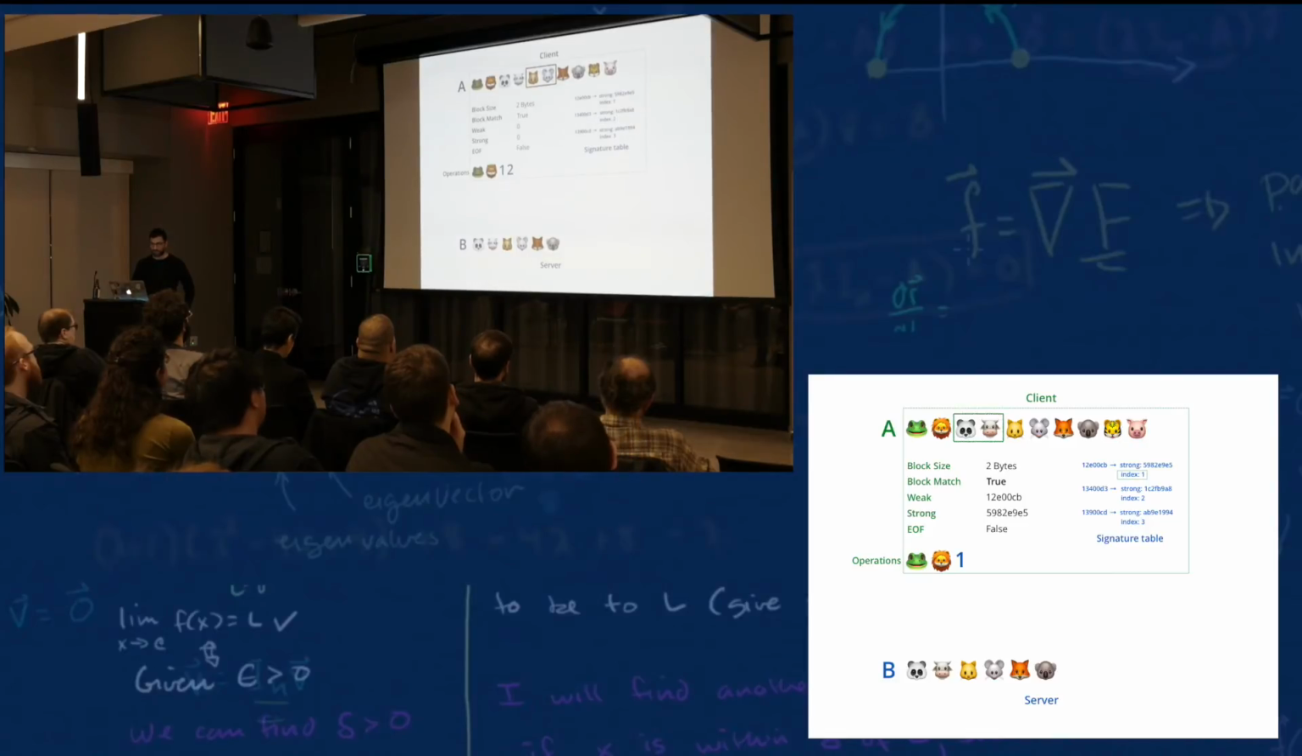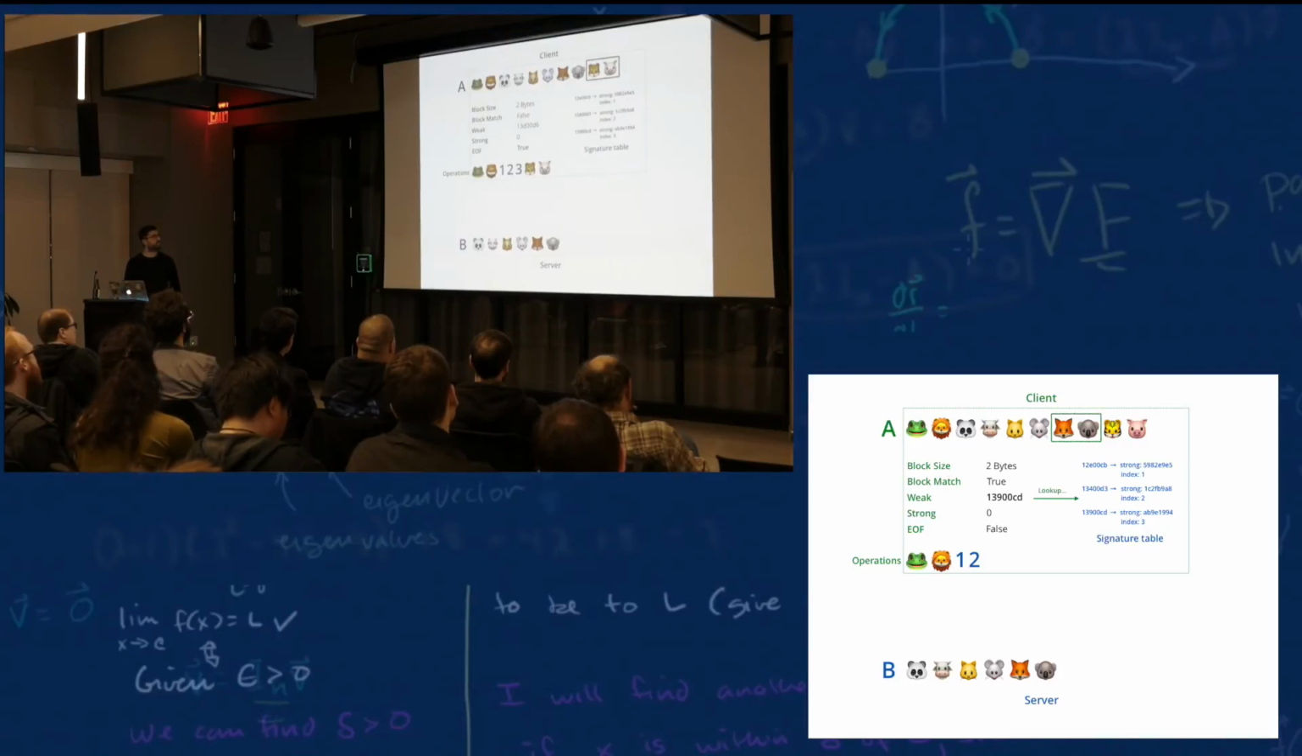And it keeps going with the fox and koala. It's also a match, queues the index, and now these two are new. And so there is not going to be a match for the weak signature calculation. And because it's also the end of the file, the two are going to be queued in the operations.